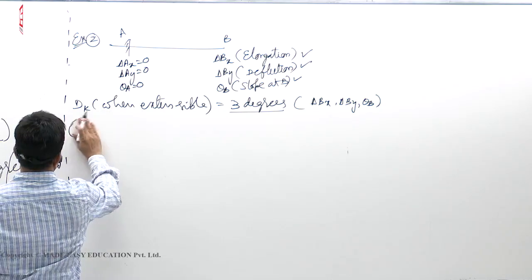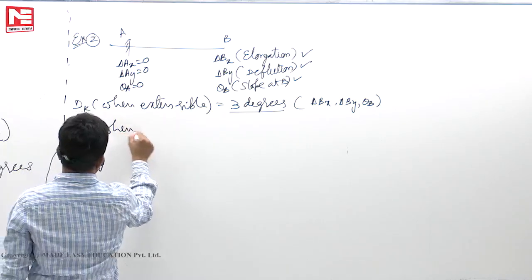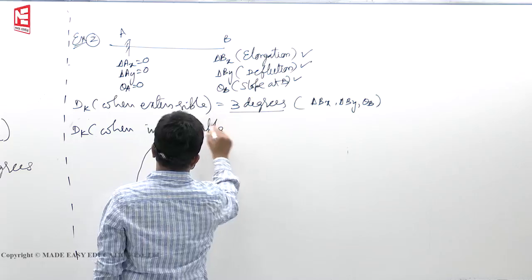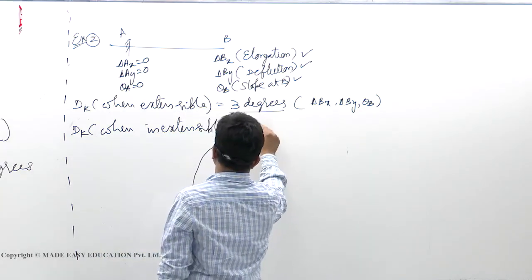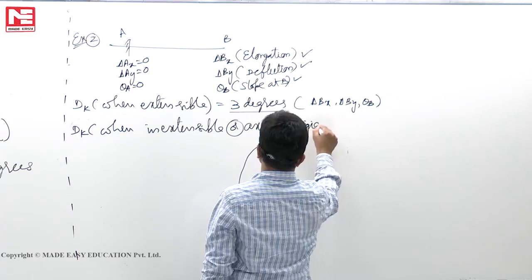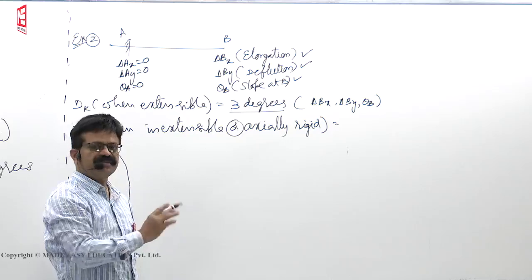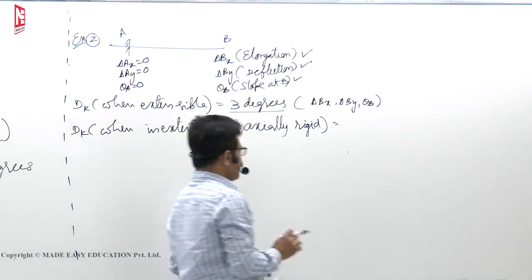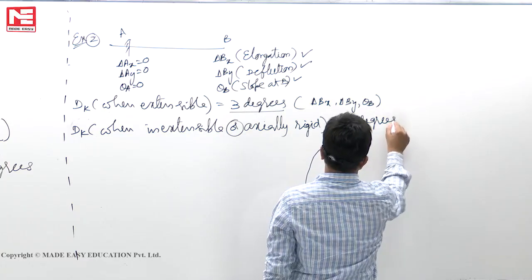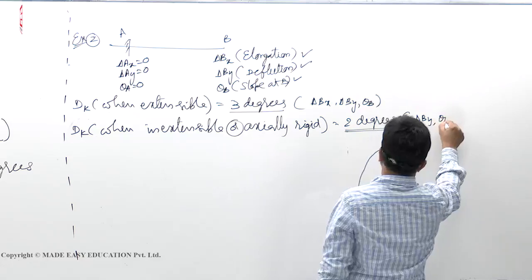Dk when inextensible. Inextensible means they don't elongate at all. That means they are axially rigid. Inextensible, axially rigid, both mean the same. Axially rigid means 2 degrees. What are they? Delta By, theta B. That's all.